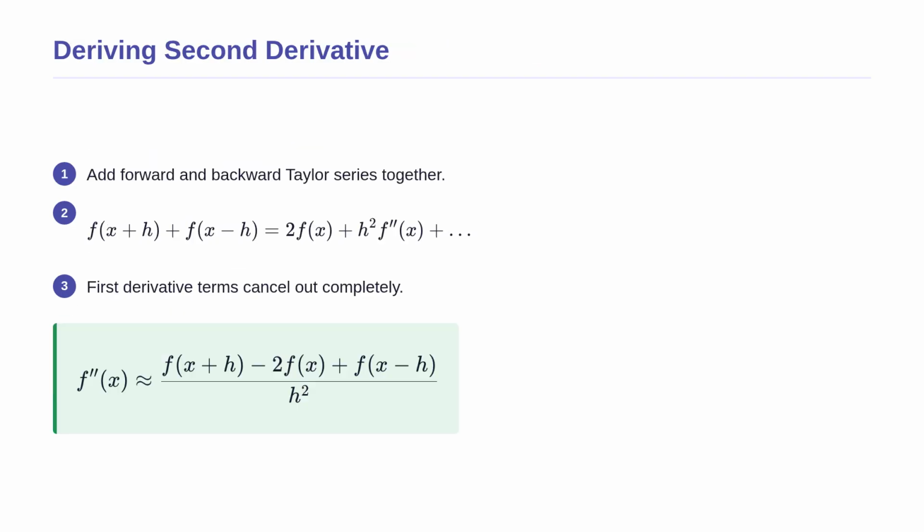Now that we have used this second derivative formula, let us understand its mathematical origin. We derive it by adding the forward and backward Taylor series together, instead of subtracting them. When we add the series, a beautiful thing happens. The first derivative terms, which have opposite signs, cancel out completely. We are left with the current value multiplied by 2 and the second derivative term multiplied by h squared. To isolate the second derivative, we simply subtract 2 times the current value from both sides and then divide by h squared. This gives us our final result, proving how we can extract acceleration data purely from discrete position points.